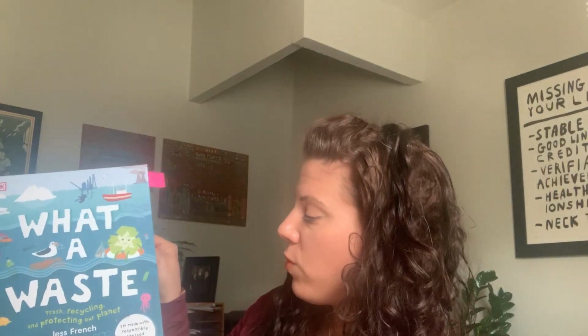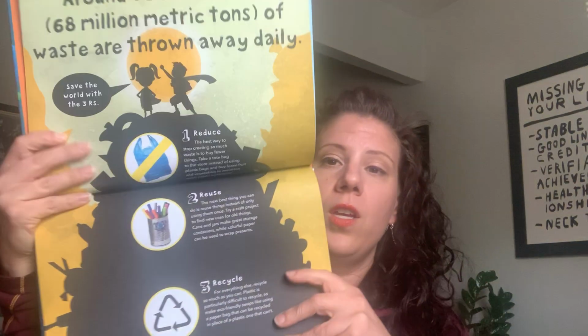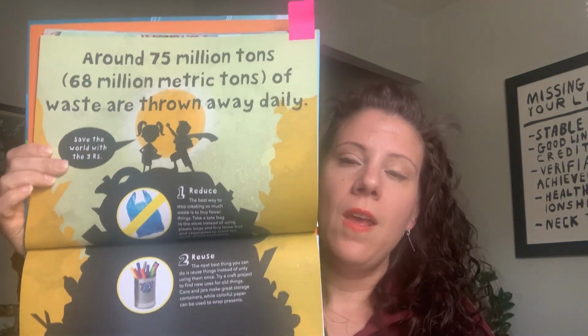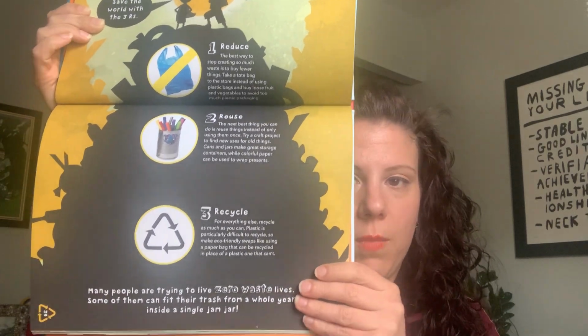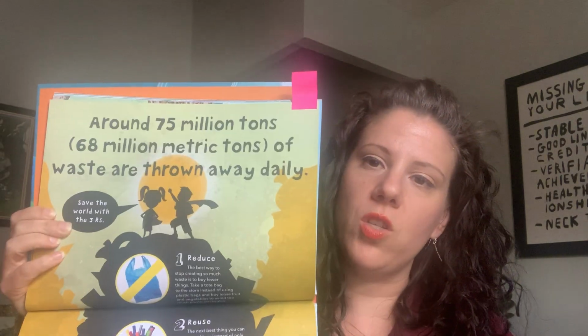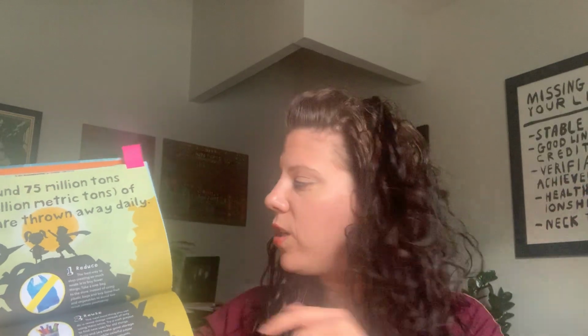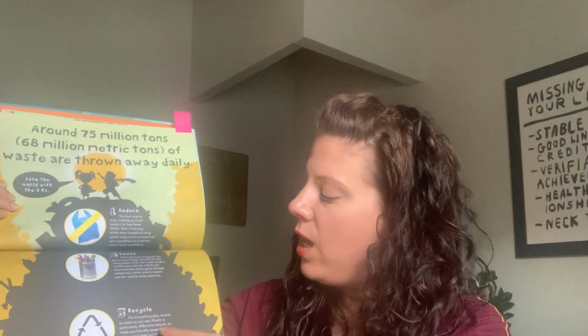I love infographics. I have a cool book here called What is Waste? Trash, Recycling, and Protecting Our Planet. Here's an infographic. So an infographic is something that uses graphics, uses an image, but it provides information. This one's all about recycling. Around 75 million tons of waste are thrown away daily. And it talks about how we can change things by reducing our waste, reusing, and recycling.